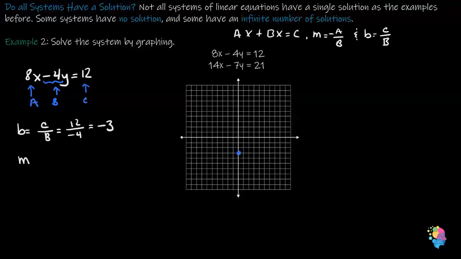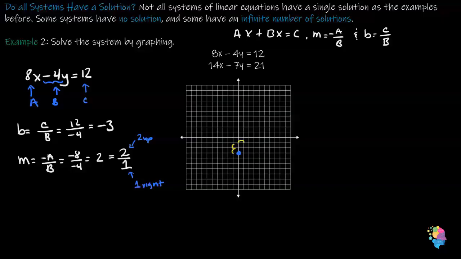Next, I find the slope, and that is negative a over b. This is negative 8 over negative 4. And 8 divided by 4 is 2, and the negative will make that positive. But remember, since we need a rise over run, I'm going to make this whole number a fraction by dividing by 1. This means that I'm going to have a rise of 2, so I'm going to move 2 up, and a run of 1, so I'm going to move 1 to the right. So from my y-intercept, I move 2 up and 1 to the right.